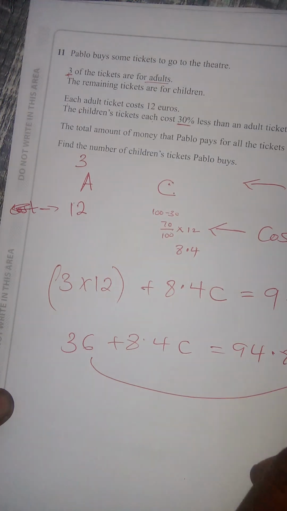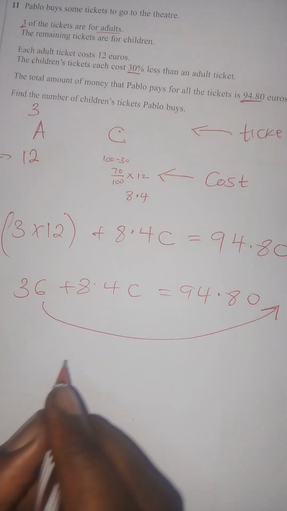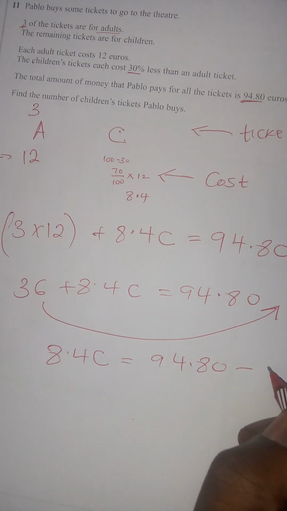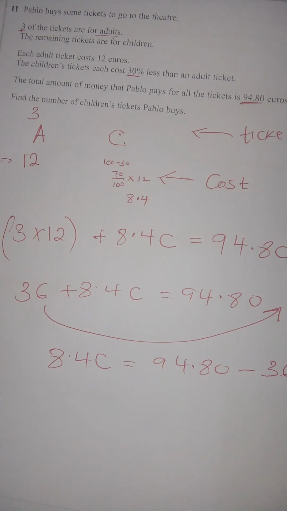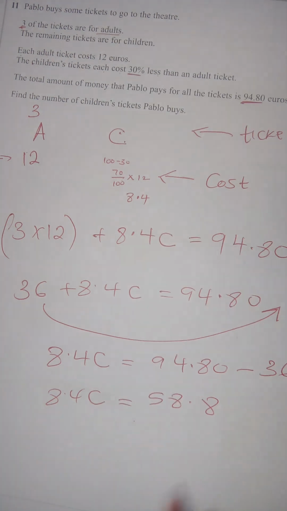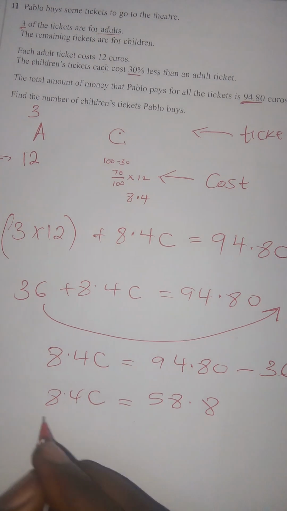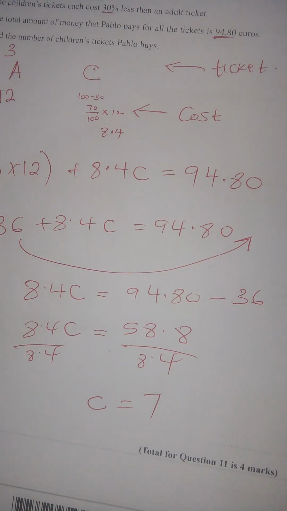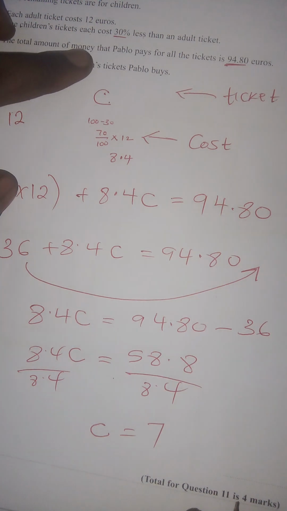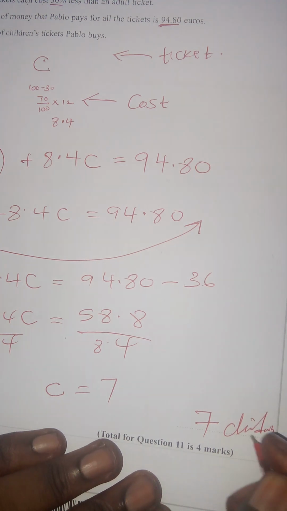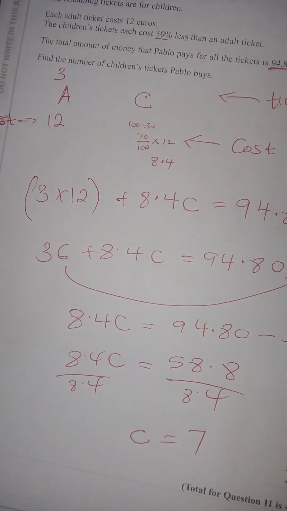Collect the like terms. This one goes this side, so that we have got a subtraction. 8.4c is equals to 94.80 minus 36. Use your calculator very fast. Avoid errors. 8.4c is equals to 58.8. Divide by 8.4. Therefore, the children that went there were 7. Work out the number of children: 7 children. Easy. Very easy for 4 marks.